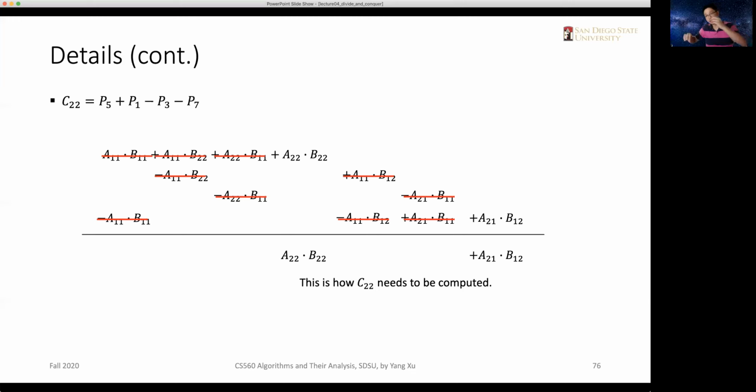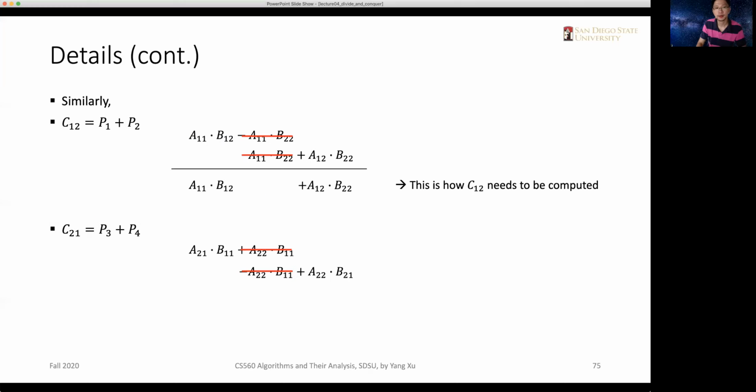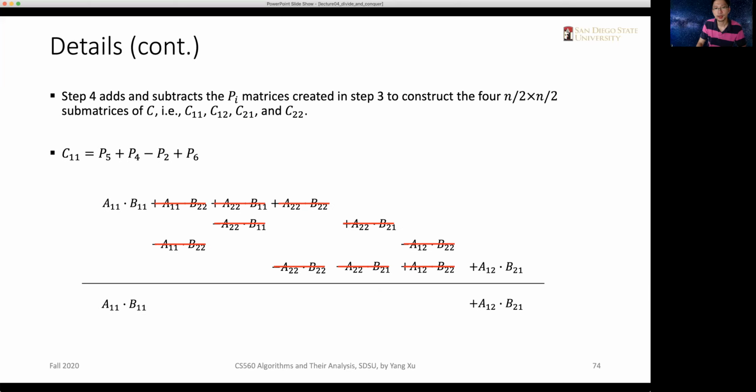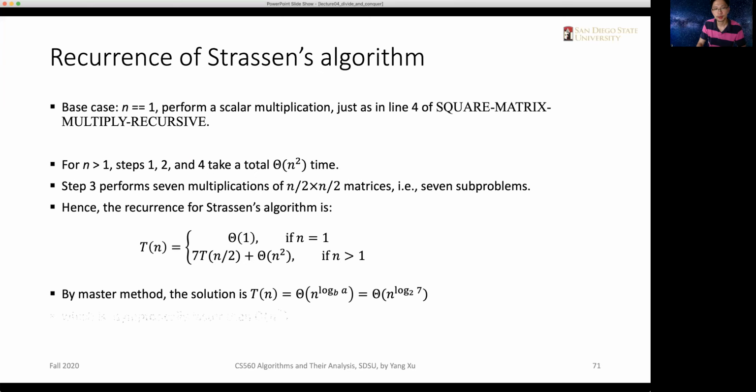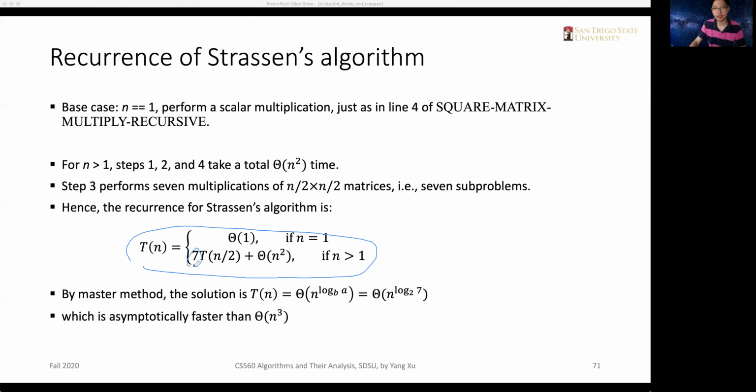So with all these steps combined, we are able to achieve the multiplication between two matrices with the running time described by this recurrence. We have 7 as the constant A. Therefore, the dominant term is n to the power logarithm base 2 of 7.